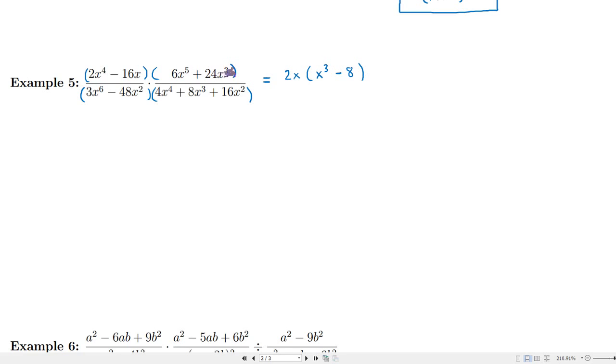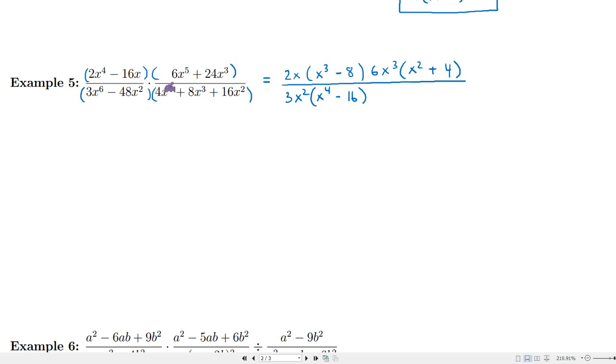And then what can we factor out of this? Well, we can factor out 6x cubed, and we'd be left with x squared, and then plus 4. Any x's left over? Well, we factored 3 of them out, so that's all that's left over. Okay, and then now what about down here? So we could factor out 3x squared, and we'd be left with x to the fourth, and then minus 16, and we already factored all the x's, so x to the fourth minus 16.